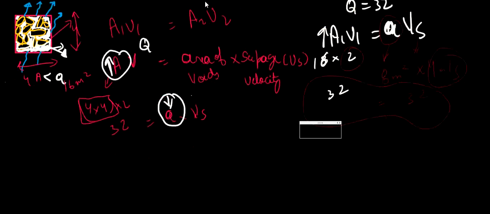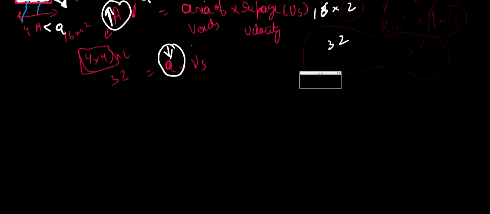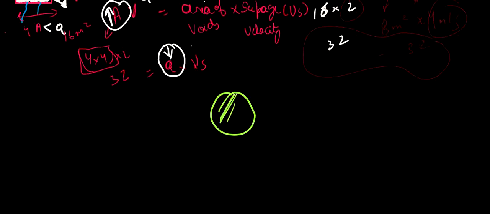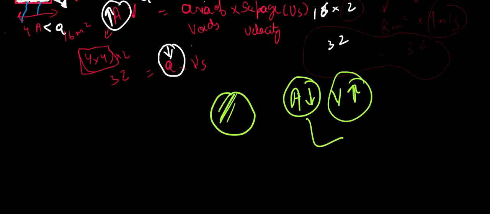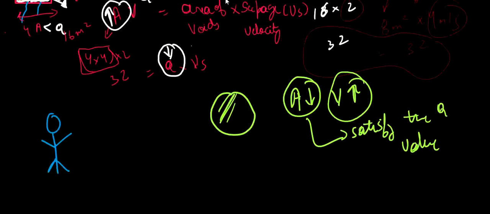Okay, we observe a very important and noteworthy phenomenon over here, that as my effective area for the flow decreases, my velocity increases. My velocity will increase as my area decreases, in order to satisfy the discharge value. Okay, you must have realized this concept in your life.